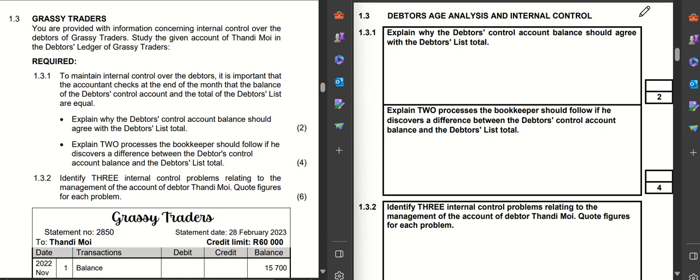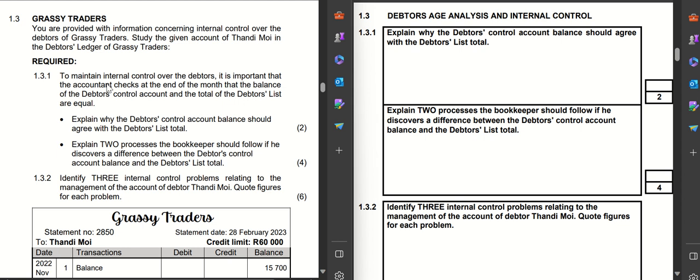Welcome back, guys. So this is video number 4, and here we have the Free State Prelim paper, and we are going to do question 1.3, which is the debtor's age analysis. The question reads: you are provided with information concerning internal control over the debtors of Grassy Traders. Study the given account of Tandimoy in the debtors ledger of Grassy Traders.